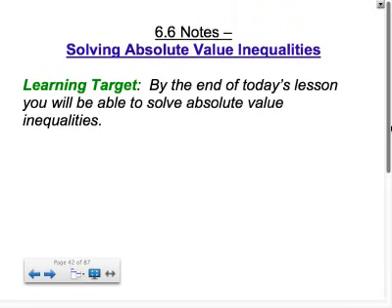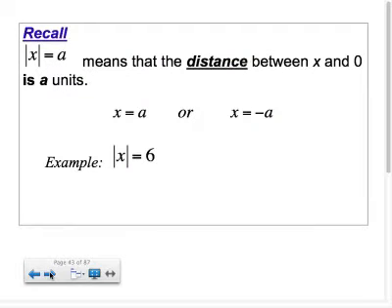Section 6.6, we're going to build on solving absolute value equations and transition into solving absolute value inequalities. So while a lot of the methods are the same, you're still going to be looking at positives and negatives, but obviously with inequalities, that changes a few things because now we're no longer just dealing with an equal sign. Okay, so recall this is the previous lesson here.